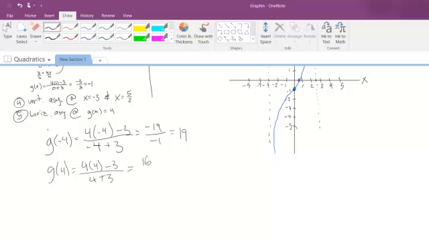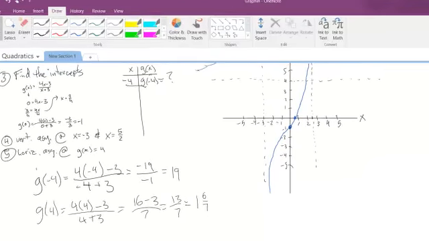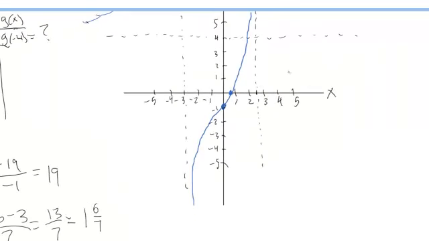And we're seeing 16 minus 3 over 7. What is that? 13 over 7. Let's write that as a mixed number. It'll behoove us to do that here. It'll be easier to see. That's 1 6/7. It's almost 2, but not quite. So that's telling me that at 4, we're only at 1 6/7. We're right here.